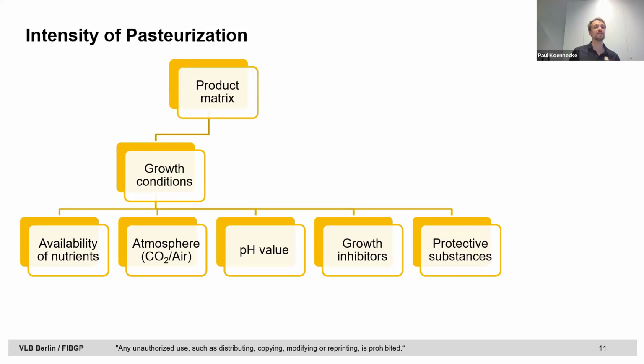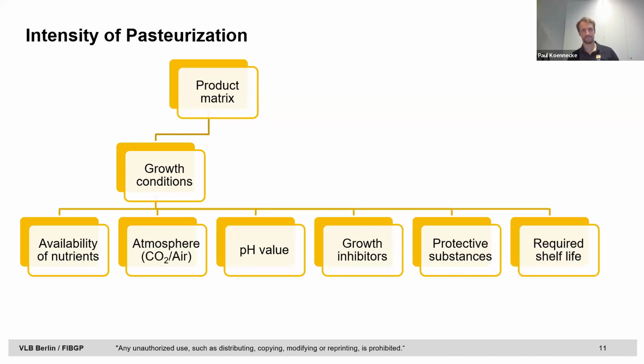And in the end, are there protective substances which can protect our microorganisms against an application of heat? This all, of course, is then influencing your decision, but there is also this big thing of the required shelf life.